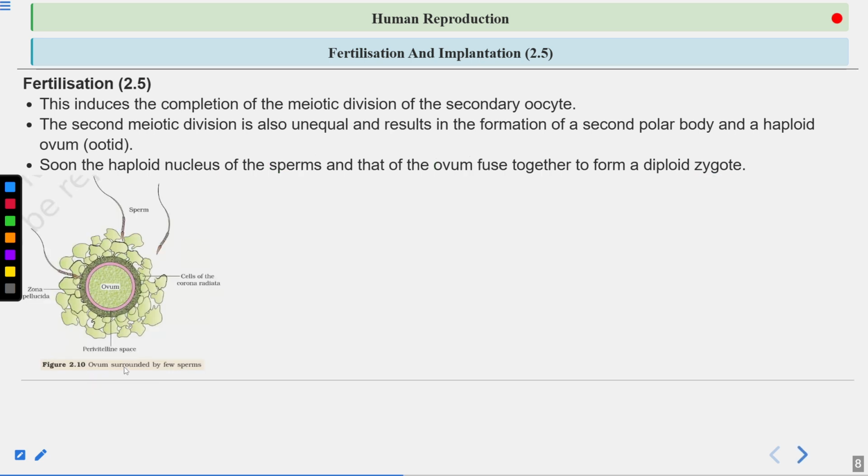So again, you can see, we have studied this, the ovum surrounded by a few sperms. They've shown you the corona radiata, zona pellucida, perivitelline space. This is the ovum in the center. Then only one of the sperms is able to fertilize the egg, because as soon as the sperm comes in contact with the zona pellucida, there are some changes in the membrane of the egg which prevent polyspermy.